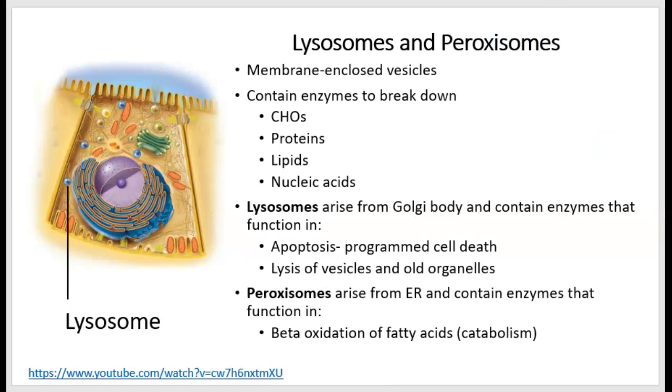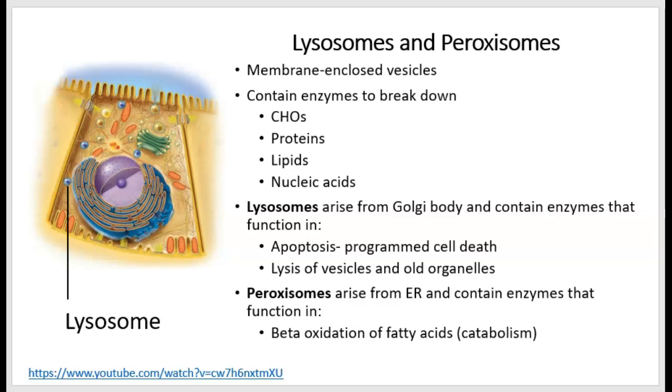Lysosomes and peroxisomes are both small membrane-enclosed vesicles that contain enzymes involved in the catabolism or breakdown of organic compounds. They do function a little bit differently. The lysosomes usually function in breaking down material that has been ingested by the cell. They also contain enzymes that can initiate programmed cell death, known as apoptosis, or the lysis of vesicles and old organelles.